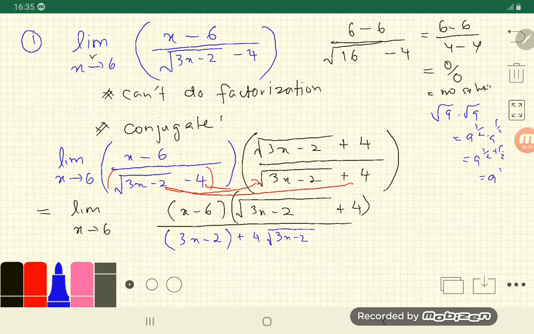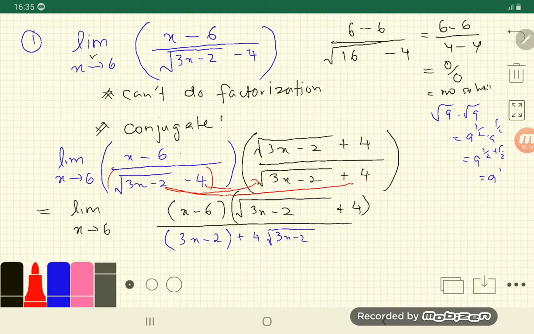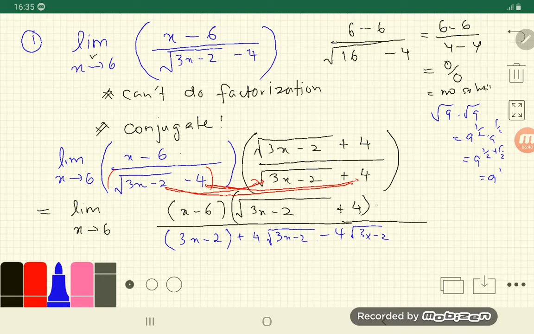And for this part, here you are going to get negative 4 multiplied by this part. So you are going to get here minus 4 square root of 3x minus 2. So don't forget this part, you still have the divisor on it. So then the last part is negative 4 multiply with positive 4. So you are going to get the negative 16.